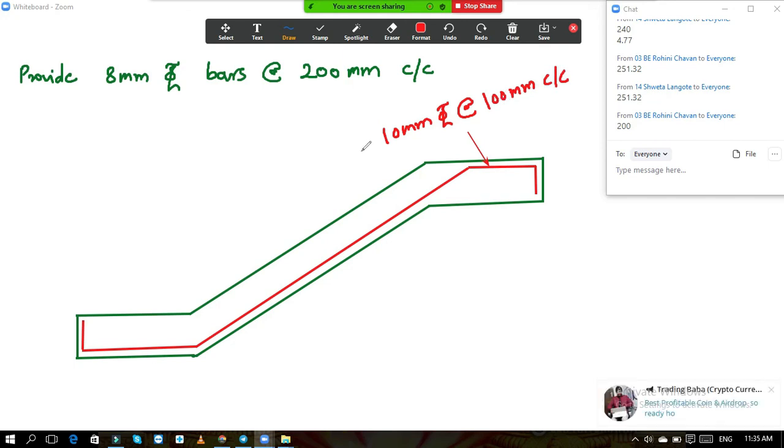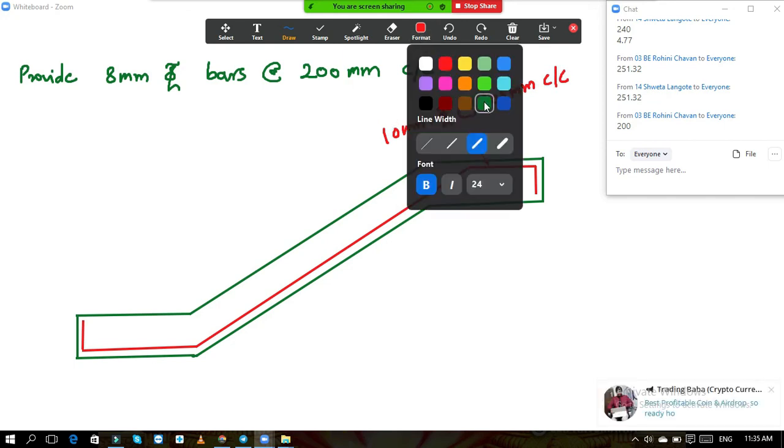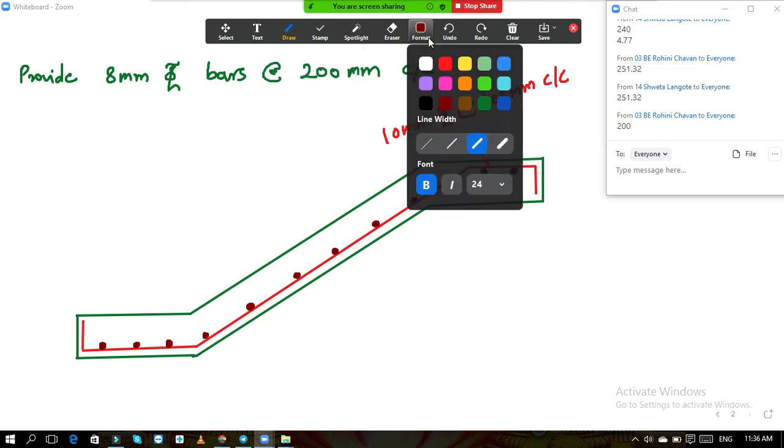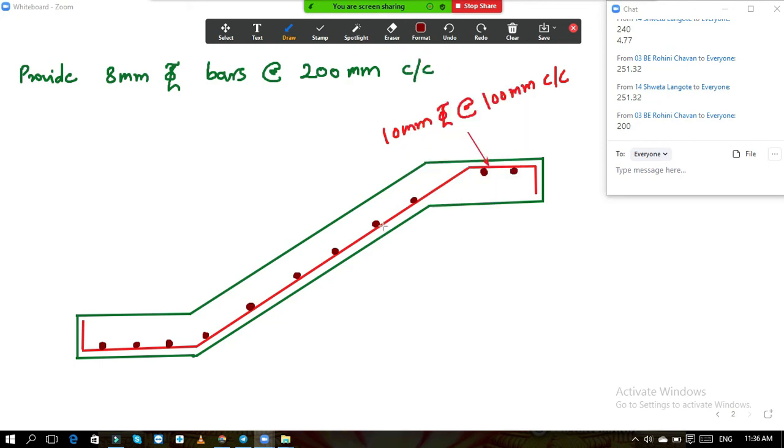Then if we show the distribution steel, the distribution steel will be along this bar. Here we will show the distribution steel in this way. This is the distribution steel. Now we will draw the anchor bars or extra bars. So this is our distribution steel.